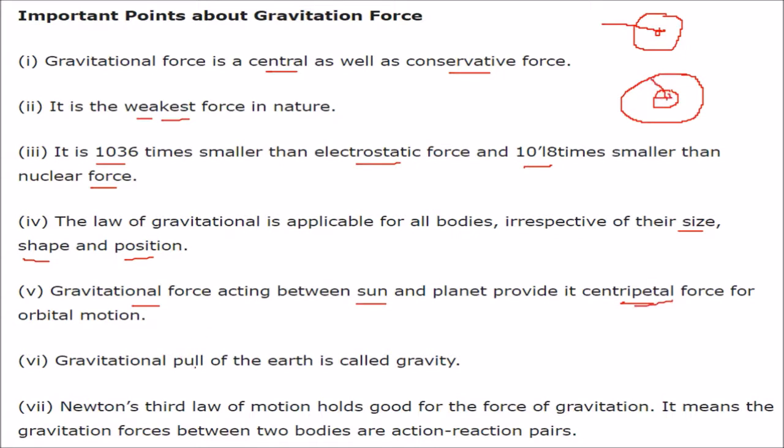The gravitational pull of the Earth is known as gravity. When we talk about this planet being Earth and this being the sun, then we call it the gravitational pull of the Earth. Earth, by virtue of its mass, attracts bodies, and this is known as the gravitational pull. Also, Newton's third law of motion holds good for the force of gravitation because eventually it is a force. This means that the gravitational forces between two bodies are action-reaction pairs.